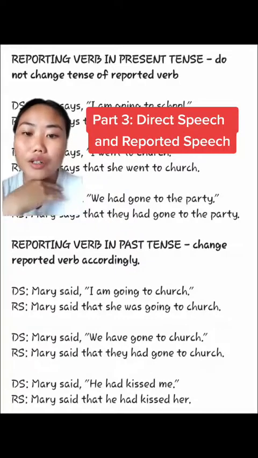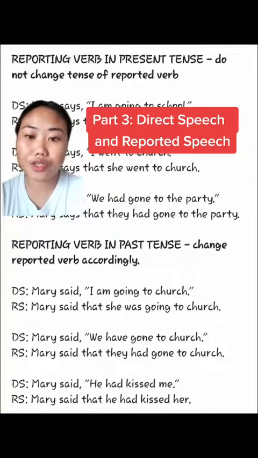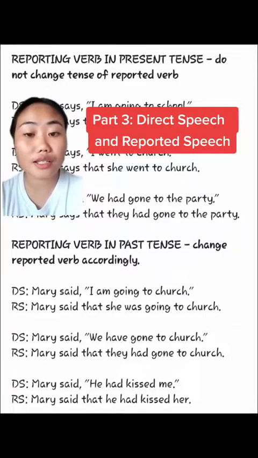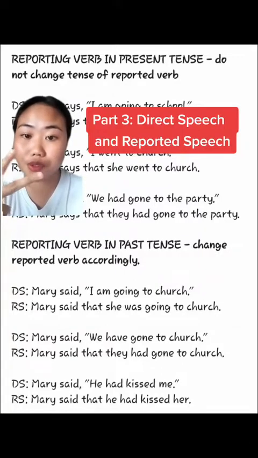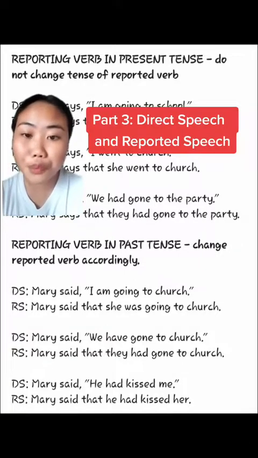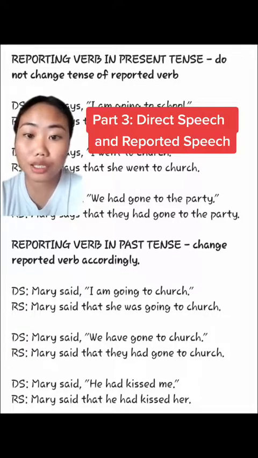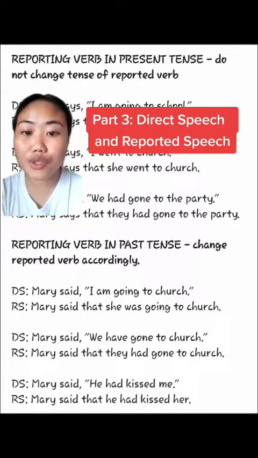Part 3 of direct speech and reported speech. So as previously mentioned, if your reporting verb is in the present tense, you do not change the verb tense of the reported verb since we have two verbs. Here, for pronouns, you change the first person pronoun I to he or she. Then you change possessive pronoun my to his or her. Then you change the pronoun we to they, then our to their.